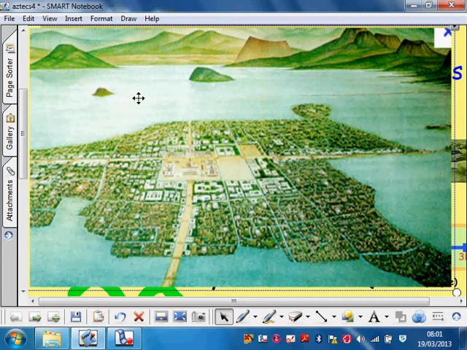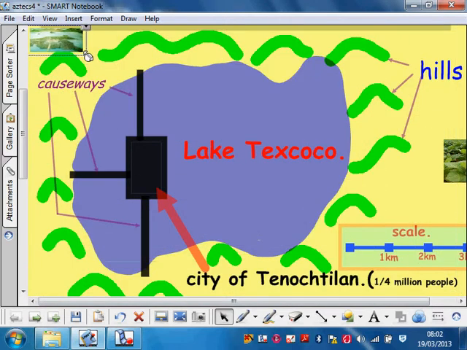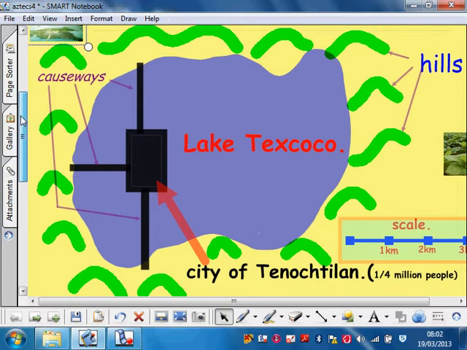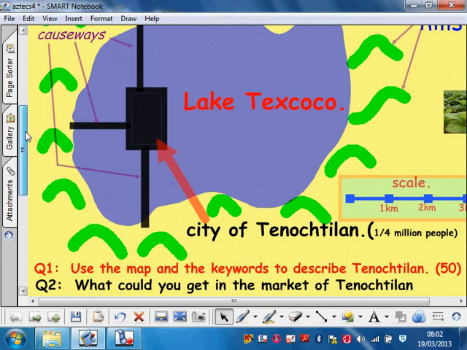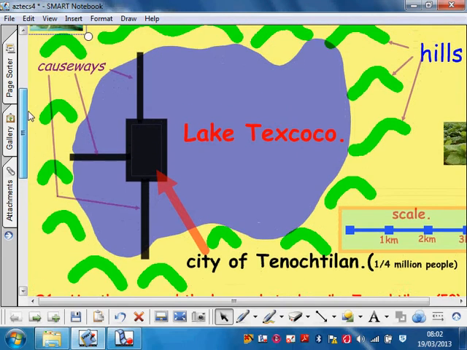And they're able to do this because the lake, although very large, was very shallow, maybe 3 meters deep. So in class your teacher will tell you a bit more detail about how the Aztecs managed to make an island and then build a city on it. And here are the causeways, the roadways in and out. So your first task is going to be to use the map and the keywords to describe Tenochtitlan.